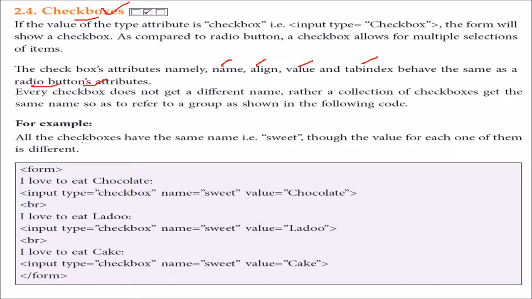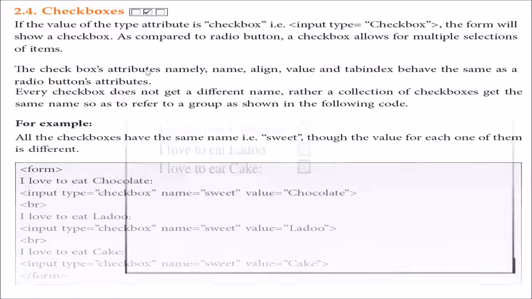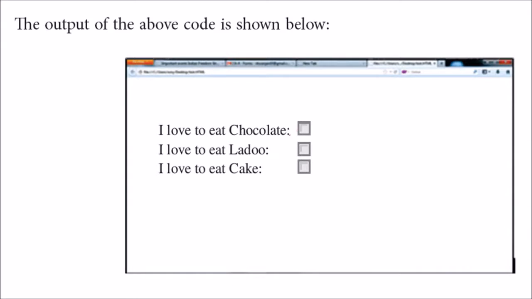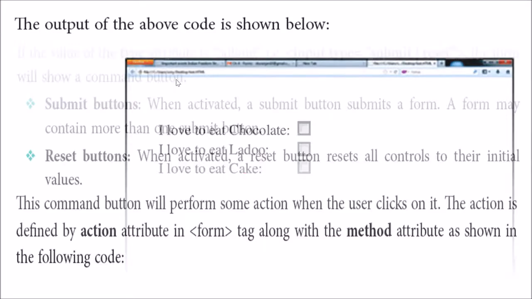For example, if this is the checkbox group you are going to make, that means I love to eat chocolate, I love to eat laddu, I love to eat cake. So the input type would be checkbox and the name would be all sweet, and the value will change. Then this is what you are going to see. So the result would be I love to eat chocolate, I love to eat laddu and cake. So you can check two of these, or all of these, or none of these. This is up to you.